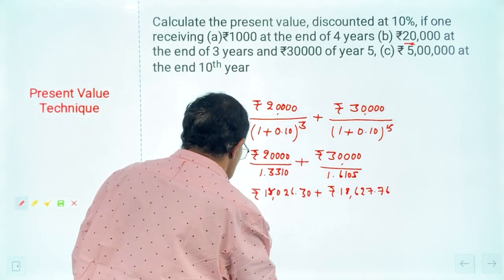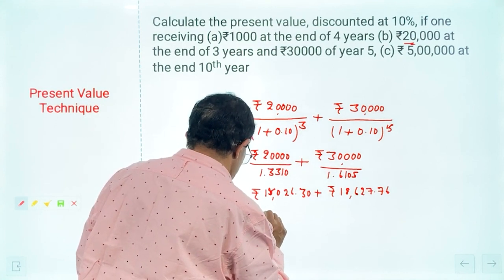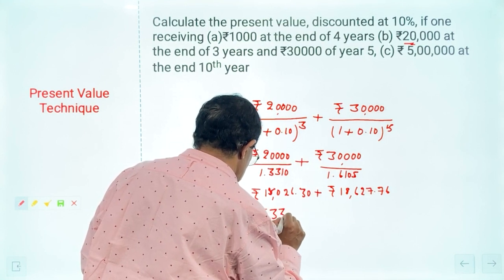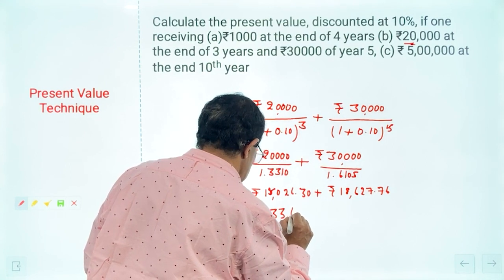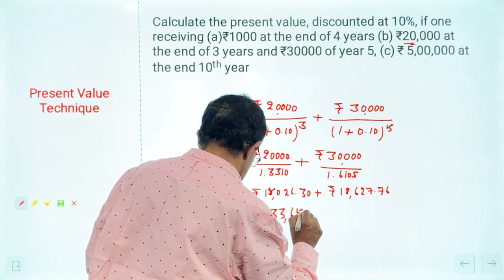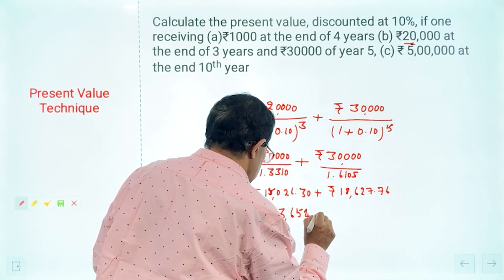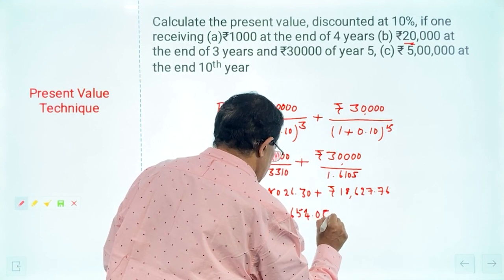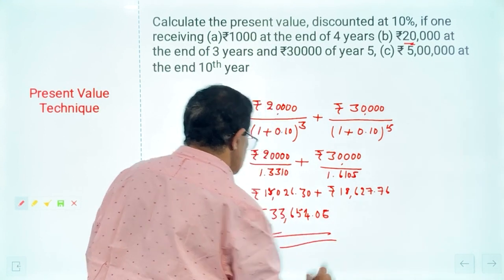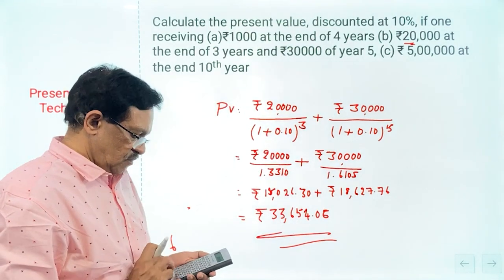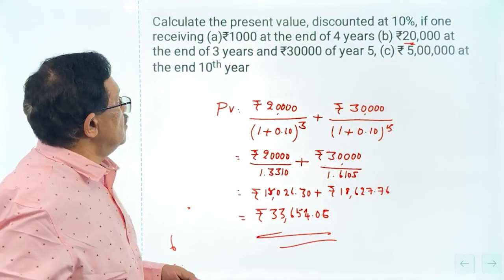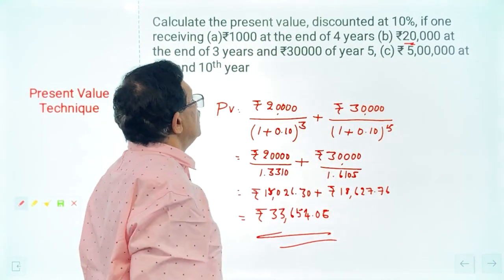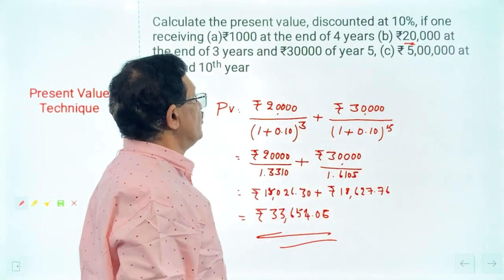So let us add these two things. In all we are getting rupees 33,654.05, or you can write it as 06. So this is the present value when we are getting 20,000 at the end of third year and 30,000 at the end of fifth year.